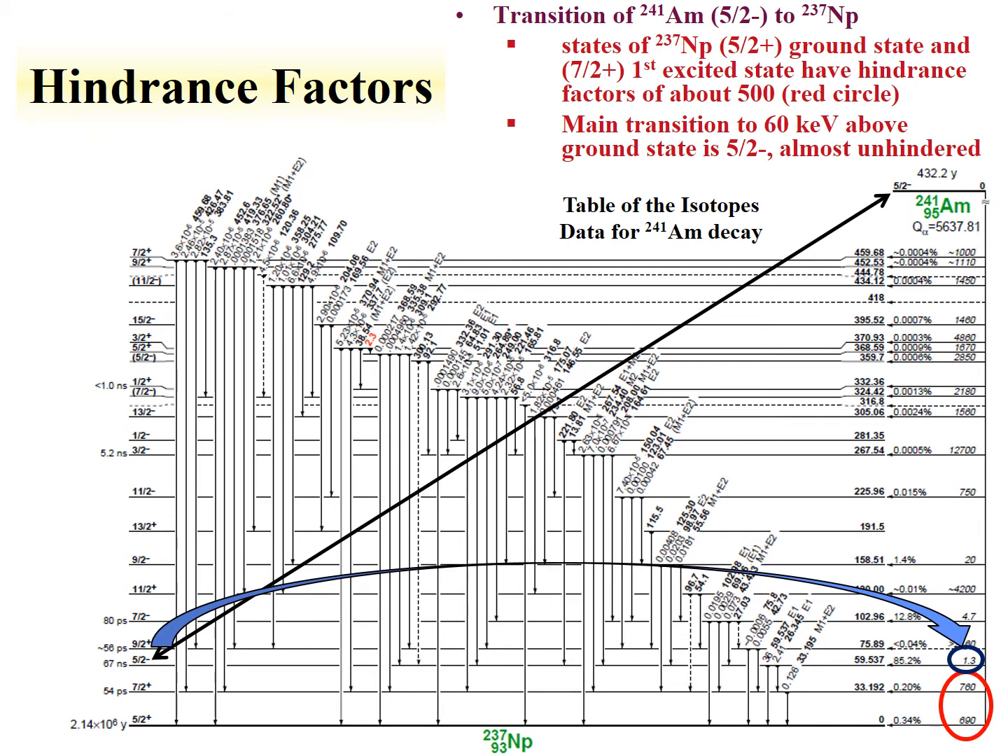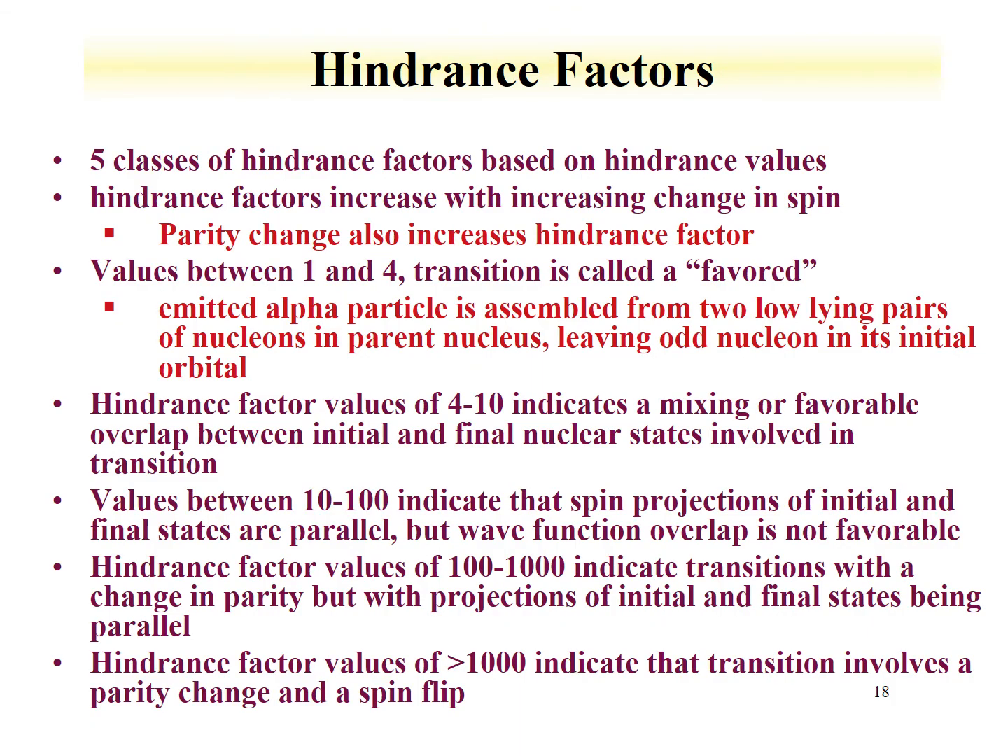And as we see again, this relationship is driven by the spin and parity state from the parent to the daughter being the same, which is manifest by a low hindrance factor. So we should be able to evaluate something about changes in spin and parity as it relates to hindrance factors. And this is exactly what we see: there are 5 classes of hindrance factor that are based upon some values. And we can describe the transitions as favored or less favored.